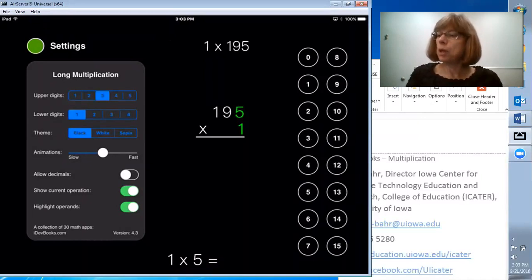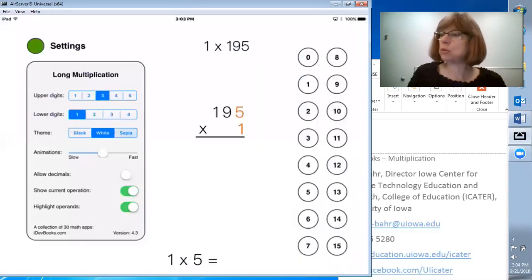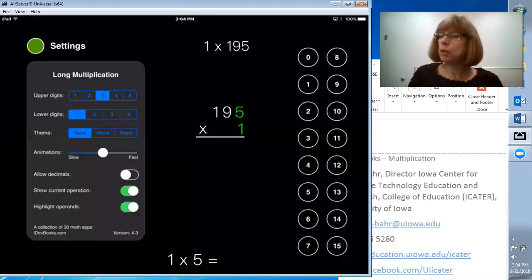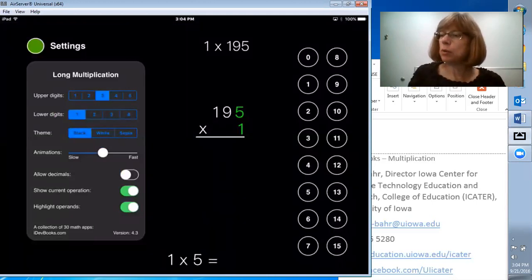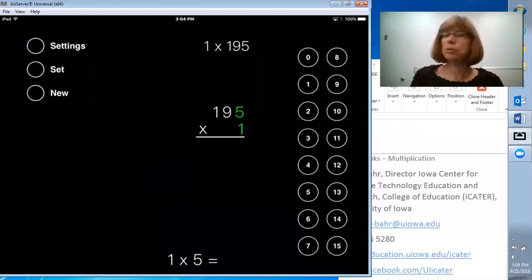You can change the theme from white on black to black on white to a sepia, which is almost a tan color in the background. We're going to go back to white on black. Animations you can set from slow to fast. Allow decimals: right now I'm not going to, but we certainly could. Show current operation and highlight operands. Take a peek at those. Fairly simple again, but let's go ahead and do this one.